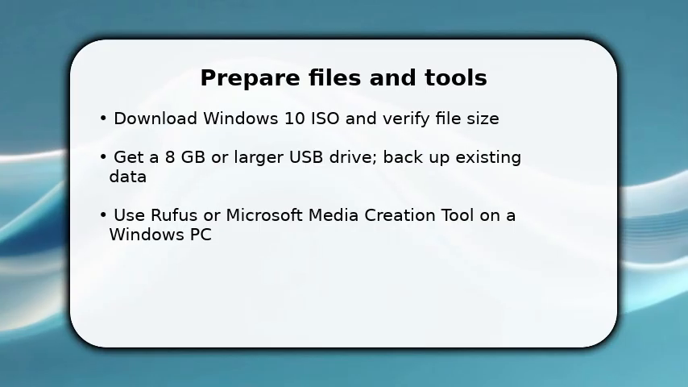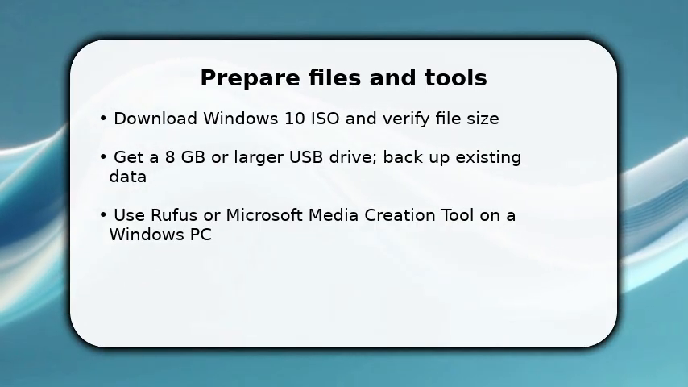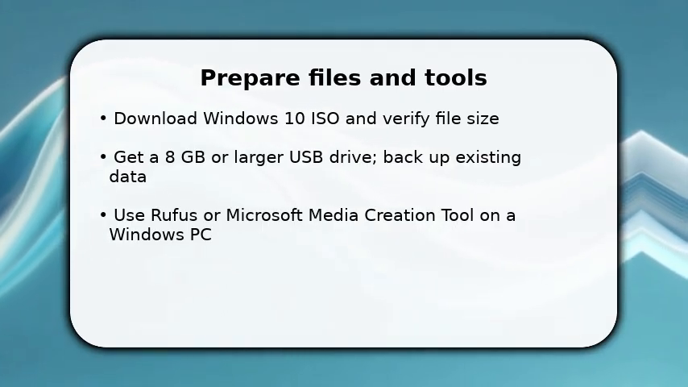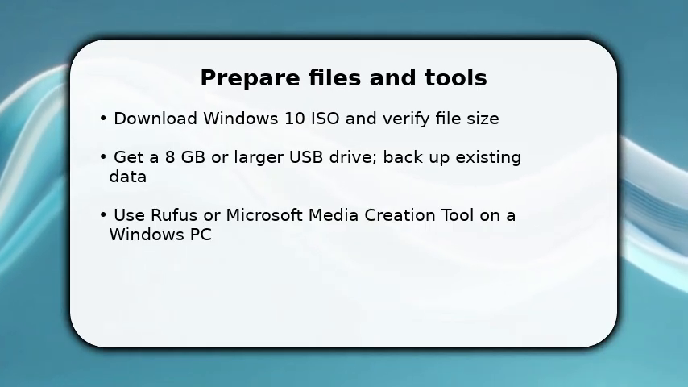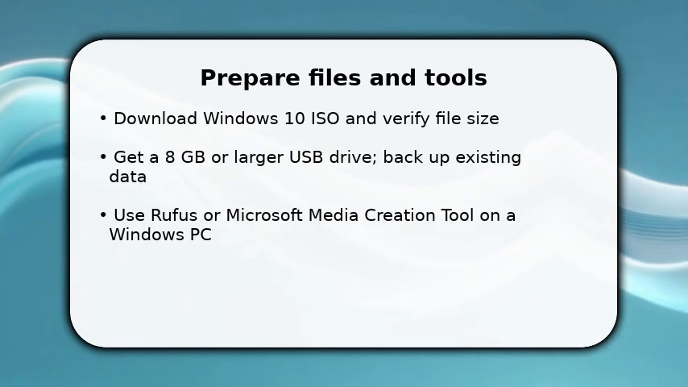You start by collecting the tools you need: the official Windows 10 ISO, and a clean USB drive of at least 8 GB. Use Rufus or the Media Creation tool so the drive becomes bootable. That choice affects options and speed. Make sure the ISO matches the edition and architecture you need.